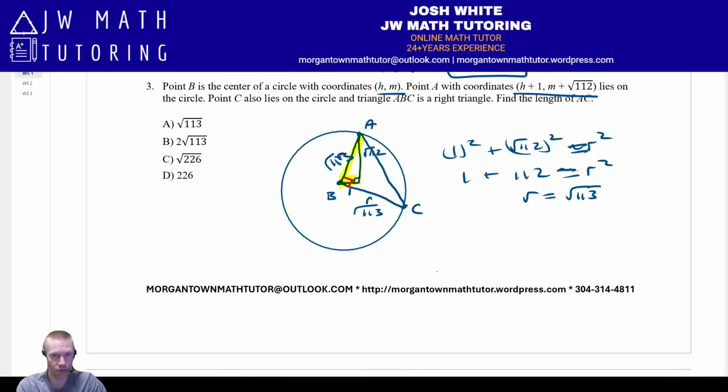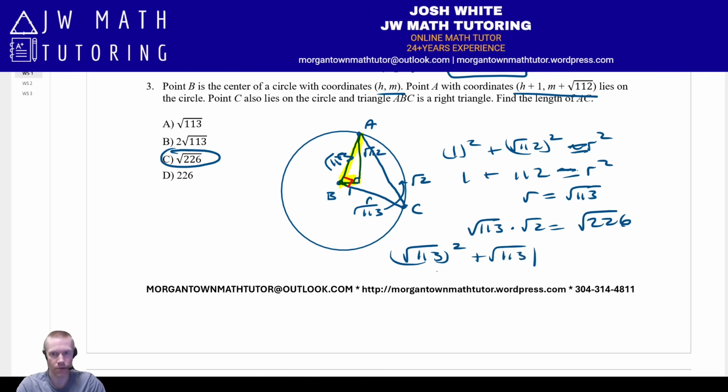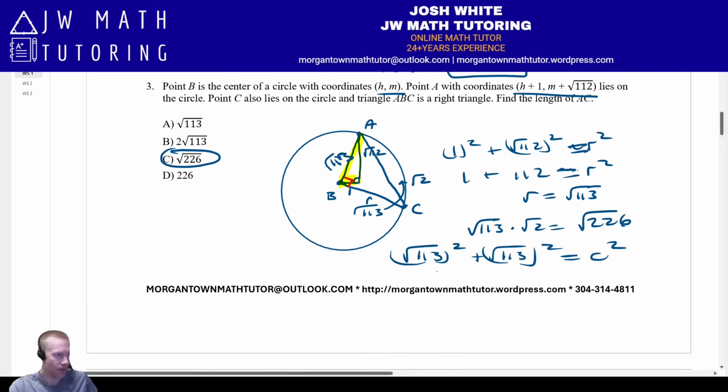Now this is an isosceles right triangle because both the legs are radii of the circle. So the shortcut formula would be, just take the leg, multiply it by root 2, and that's your answer. So you have root 113 times root 2, which is just going to be root 226, and that's the correct answer. It's letter C. However, if you didn't know that, you could just go to Desmos and do root 113 squared plus root 113 squared equals c squared, and you could get it that way.